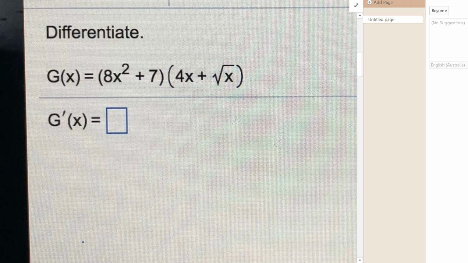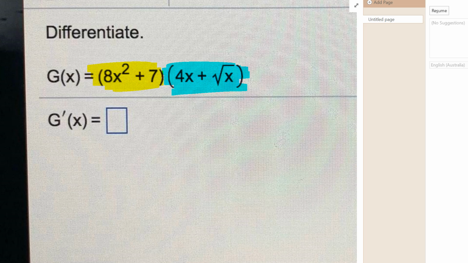There's really two approaches on this specific problem. You could use some algebra and expand out this expression, FOIL it out into 4 terms, and then use the power rule on each term. Or you could use the product rule and take the derivative of the first function, hold the second function, plus the derivative of the second function, hold the first function.